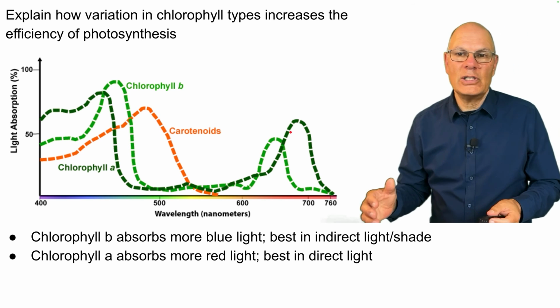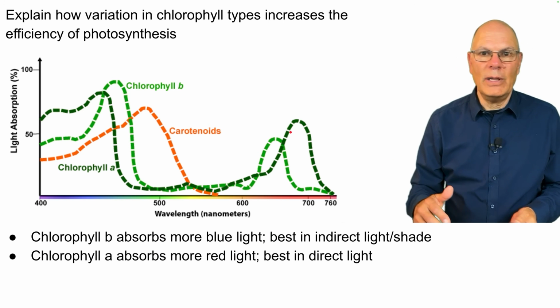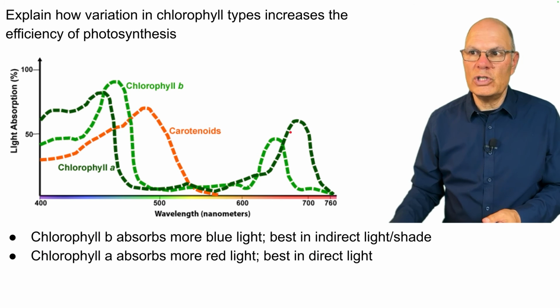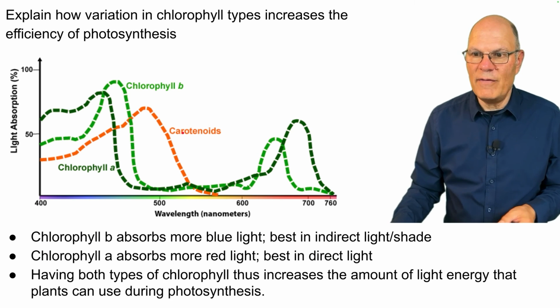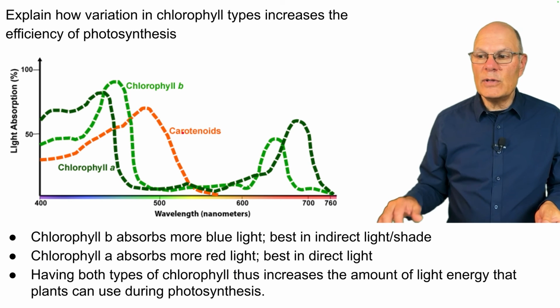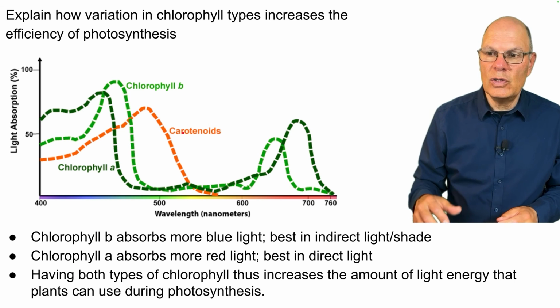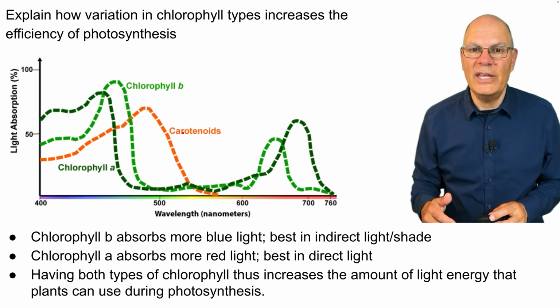And therefore, plants can do a couple of things. One is that there are plants that are shade adapted and other plants that are direct light adapted, and those will have different proportions of chlorophyll A and chlorophyll B. And then most plants have both. And having both types of chlorophyll increases the amount of light energy that plants can use during photosynthesis over the course of a day or throughout the seasons.